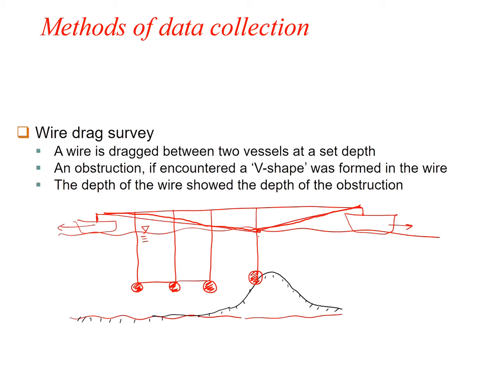As long as this is straight, it is counterbalanced by its weight. But due to the obstruction, the length gets reduced. So if you measure the remaining length here, it will tell you what the remaining length is. So you can easily determine how much above the sea bed the obstruction is.